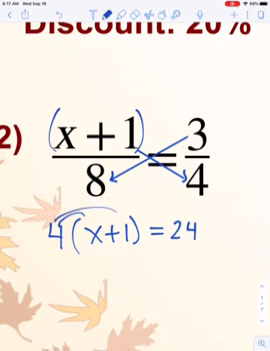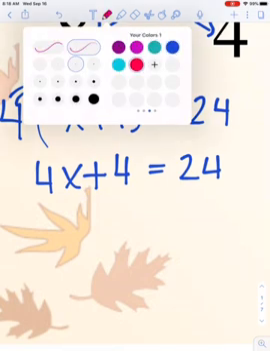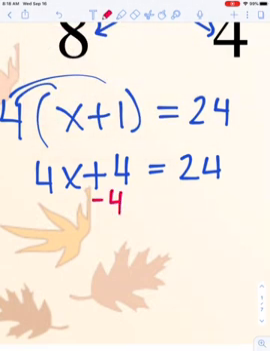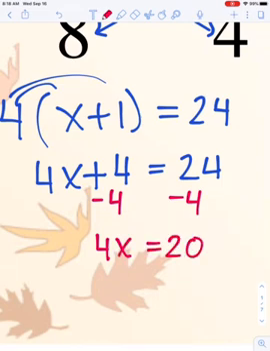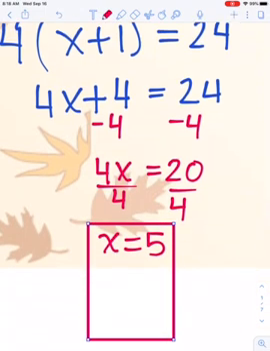Since the x plus 1 was grouped together, you have to distribute here, giving you 4x plus 4 equals 24, and then you're just solving like normal from here. So you're going to subtract the 4 from both sides, so 4x equals 20, and then the last step is to divide by 4, so x equals 5.